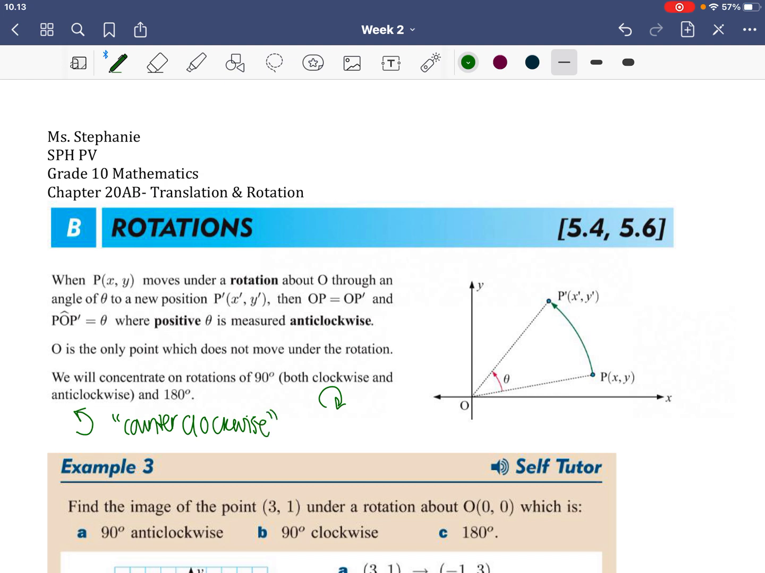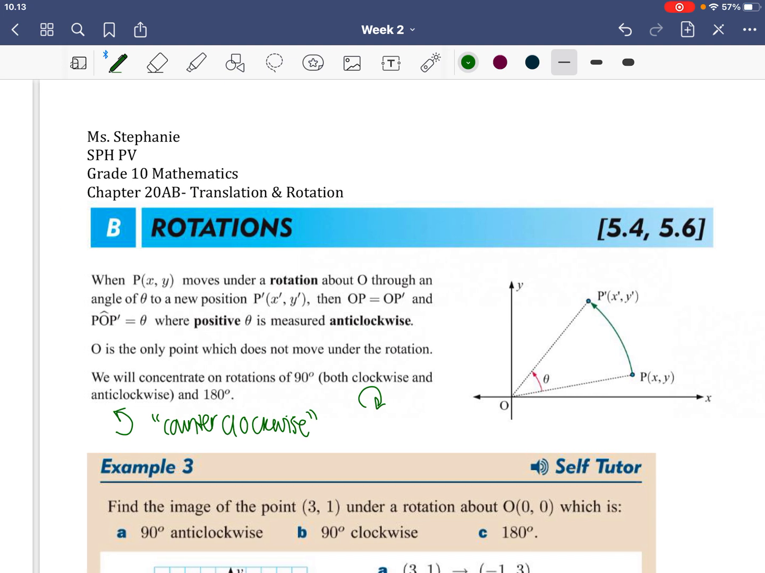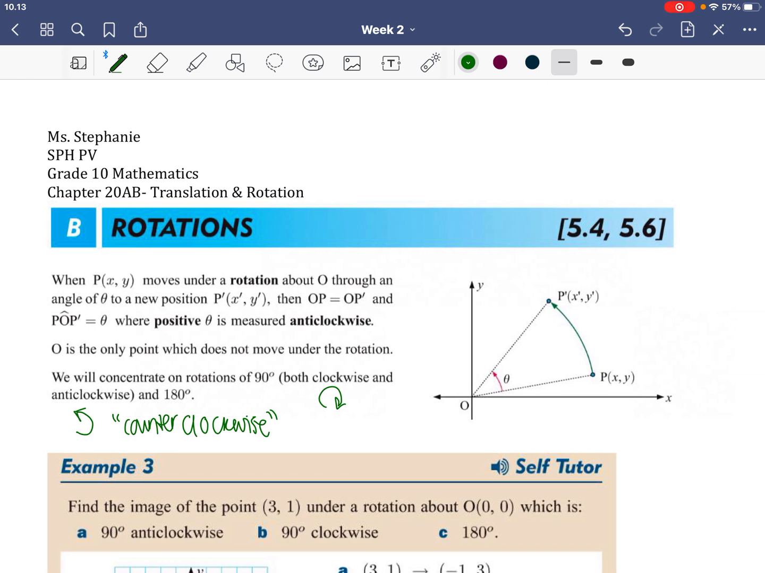And then we're just going to focus on 90 degrees and 180 degrees for now. Alright, so let's do it. So again, they will have a point that doesn't move, right? Because we're rotating about that point. In this case, the origin.